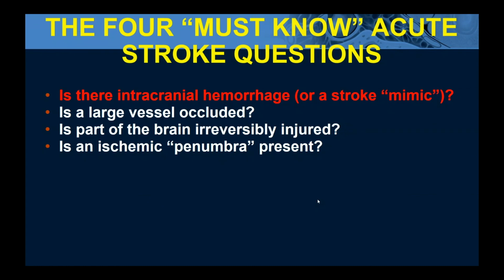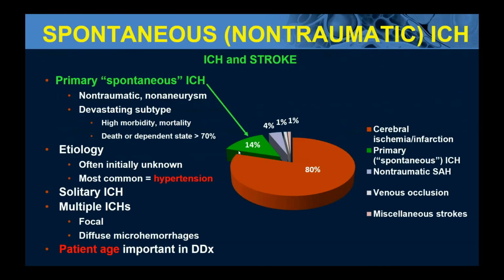So here are the 4 must-know acute stroke questions when a patient comes into the emergency room. First question anybody wants to know is: is there intracranial hemorrhage, like a hypertensive brain bleed, or a stroke mimic? Sometimes patients get subdural hematomas and they don't even know they've had some trauma. Is a large vessel occluded? Is part of the brain irreversibly injured? And is an ischemic penumbra present? So let's go look at these. The first one we're going to look at is these spontaneous brain bleeds, because that's the first thing that all of the stroke teams want to rule out.